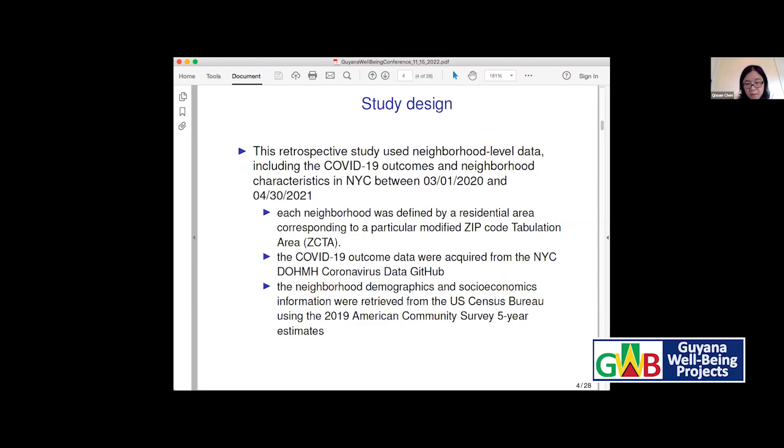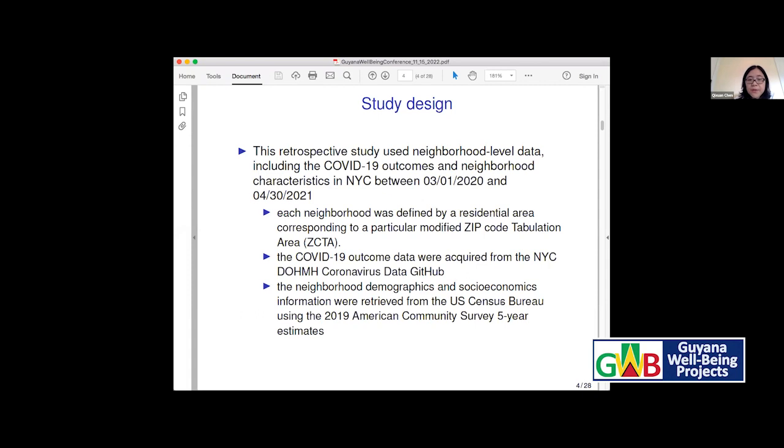The study design, as I say, the data all come from the dashboard. So this is a retrospective study. We use neighborhood level data, including the COVID-19 outcomes and neighborhood characteristics in New York City. The study spanned from March 1st, 2020, when the first case was reported in New York City, until the end of the second wave, which we defined as April 30, 2021.